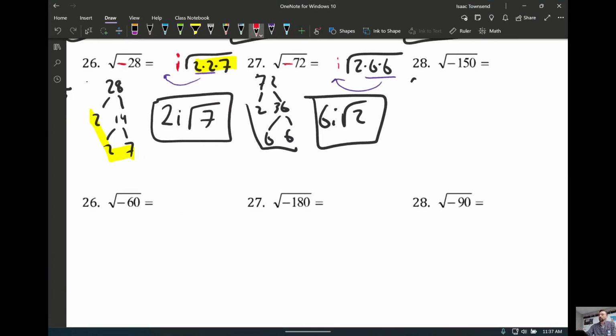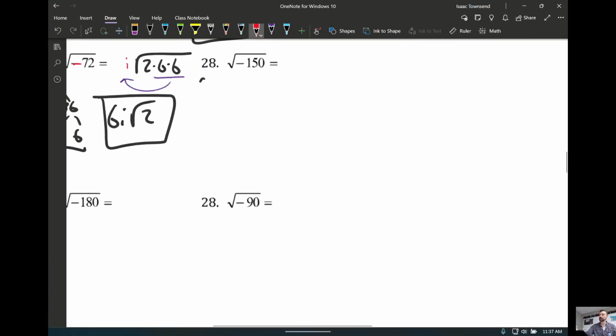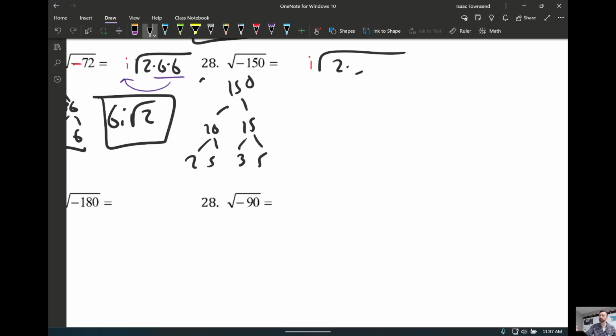Okay, square root of negative 150. Again, just pull out the i, be done with it. 150 could be like, I don't know, 10 times 15, which is 2 times 5 and 3 times 5. And if you have 2 of any number, let them group up and come out front. Everything out front gets multiplied together. Everything left behind gets multiplied together.